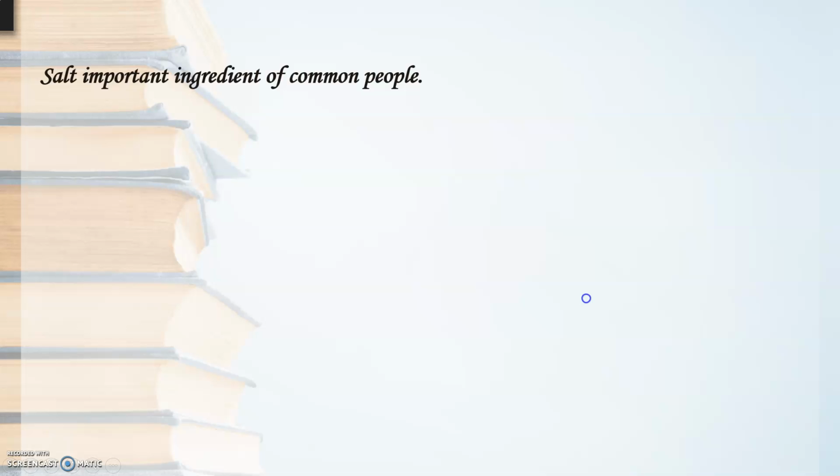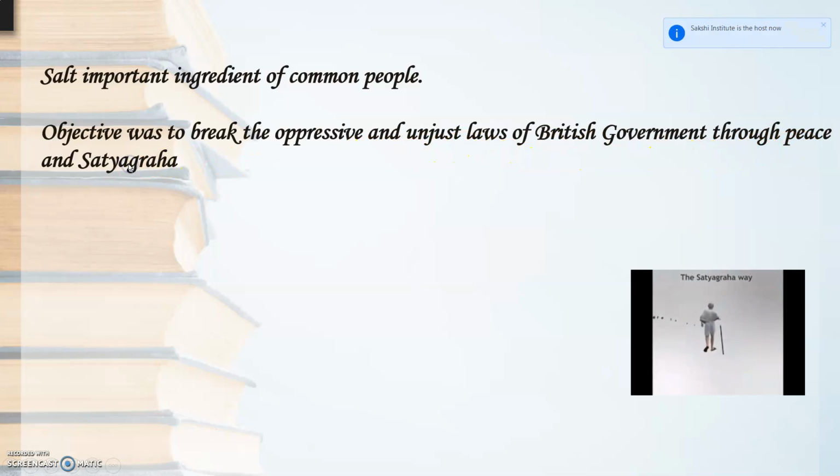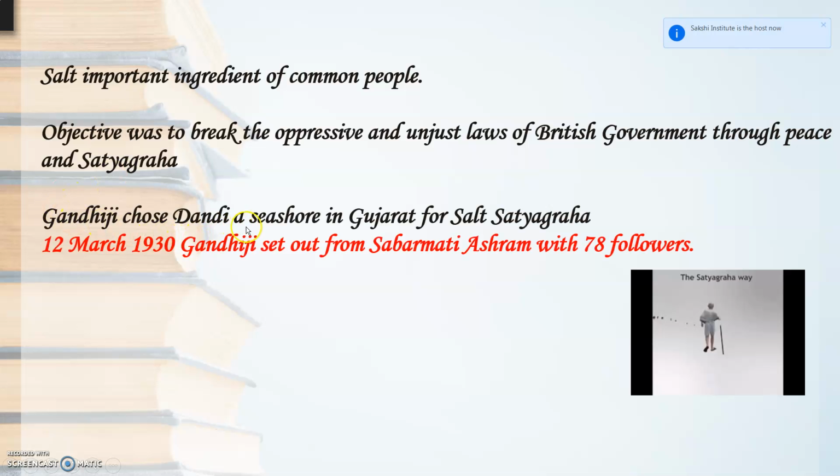Salt, an important ingredient of common food, was sold at a very expensive rate, which was not affordable for some of the Indians to buy. The objective was to break the oppressive and unjust laws of the British government through peace and satyagraha. Gandhiji chose Dandi, a seashore in Gujarat, for the salt satyagraha. Now Mahatma Gandhi wanted to break the salt law, and for that reason he started what was called the salt satyagraha. It means he started a march or a rally from a seashore called Dandi in Gujarat.